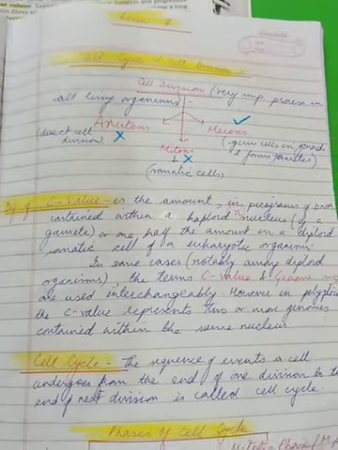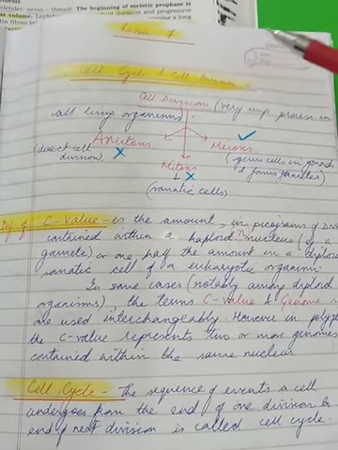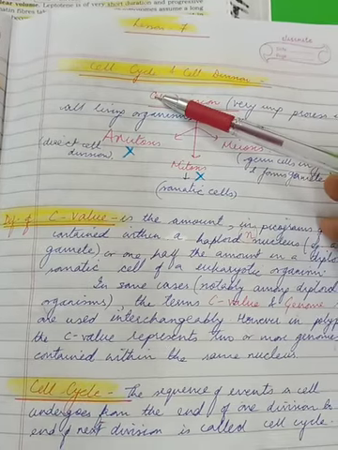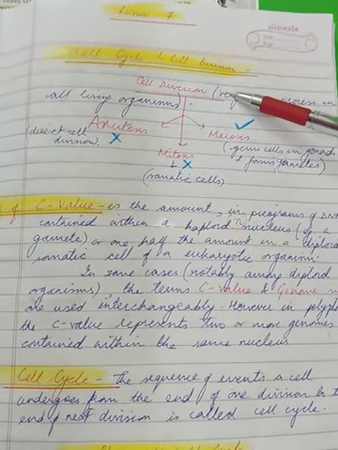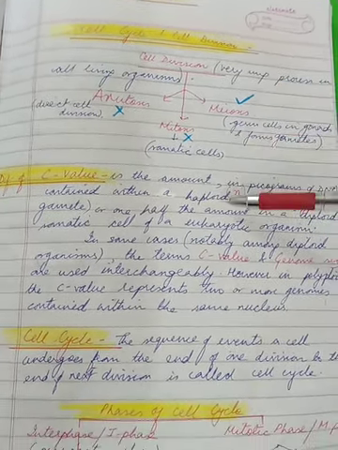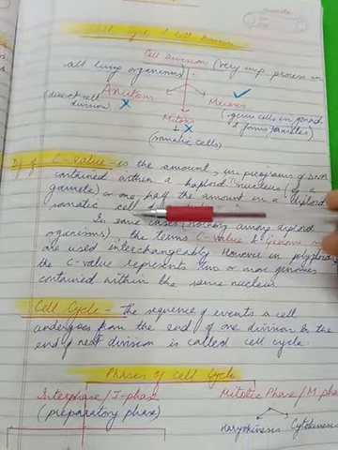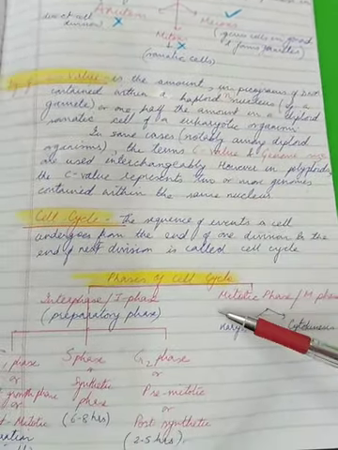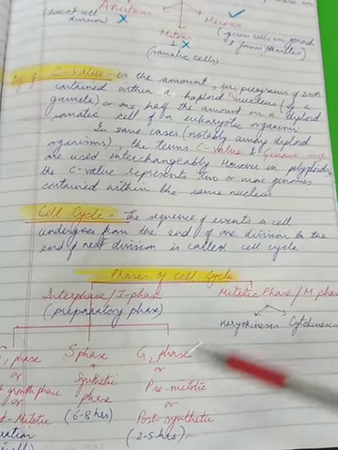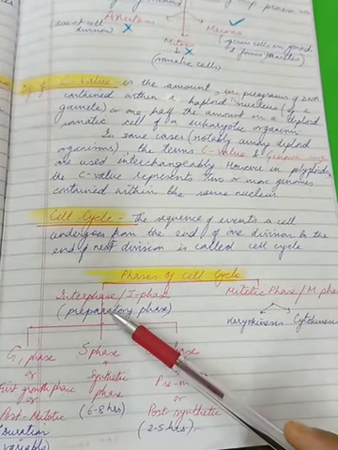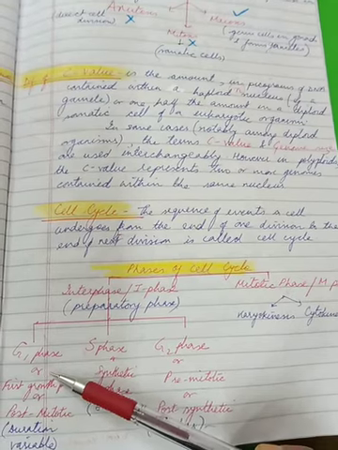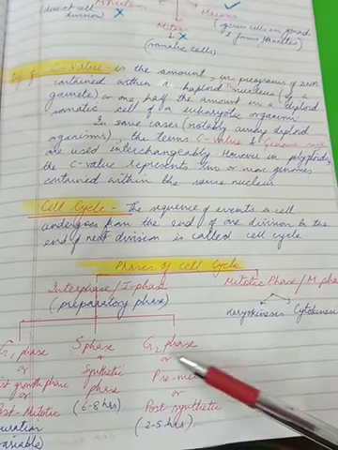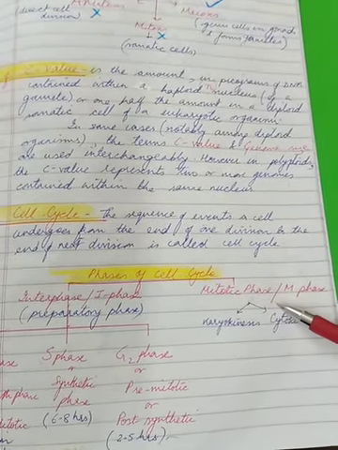Good evening, children. This is my second video on the topic cell cycle and cell division. In my previous video, I discussed the definition of C value, cell cycle, and different phases of cell cycle like I phase, under which we discussed G1, S and G2 phases, and the other is mitotic phase.